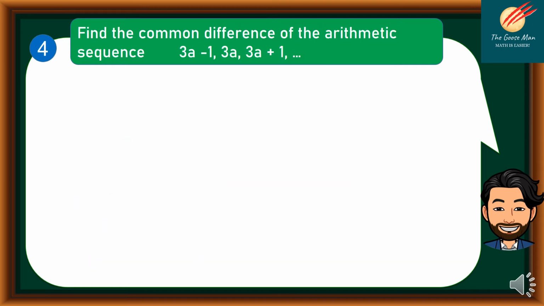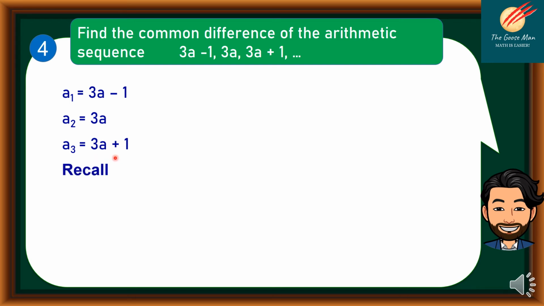Let's move on to problem number 4. Find the common difference of the arithmetic sequence 3a minus 1, 3a, 3a plus 1, and so on and so forth. Notice that your first term is equal to 3a minus 1, while a sub 2, or the second term, is equal to 3a. Then, the third term is equal to 3a plus 1.